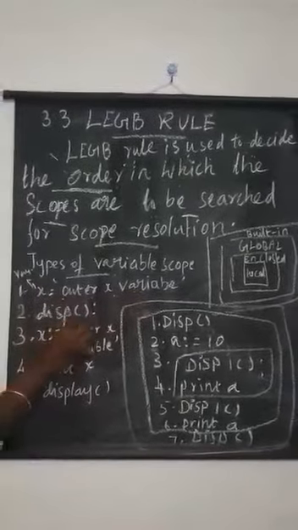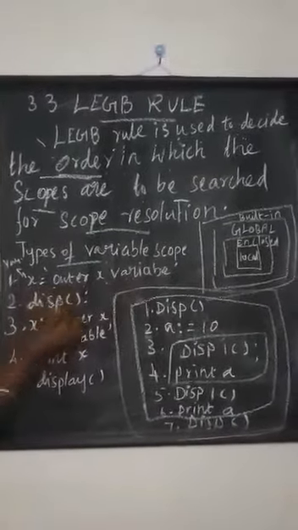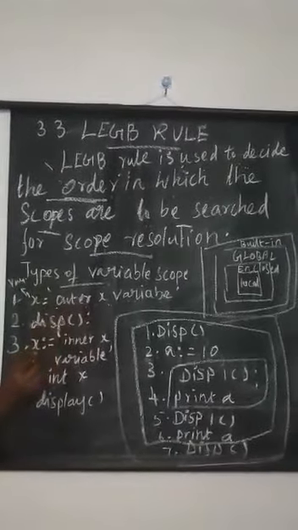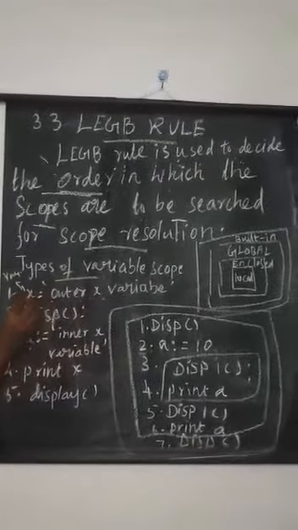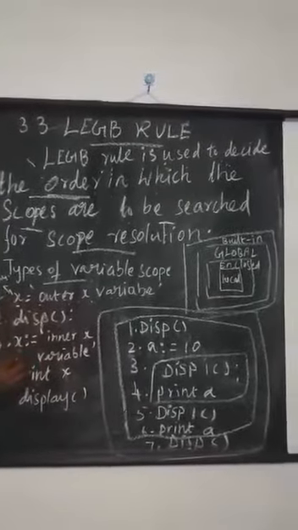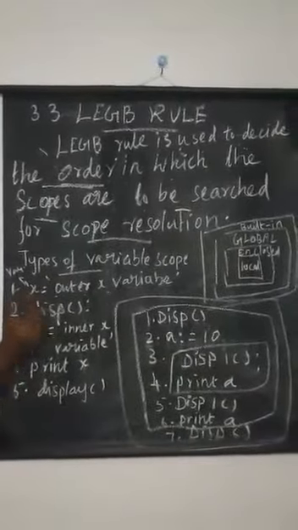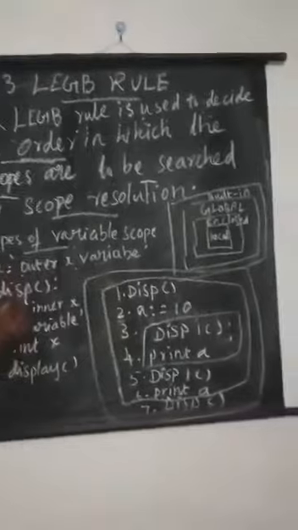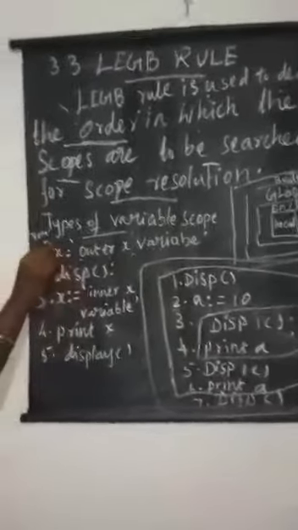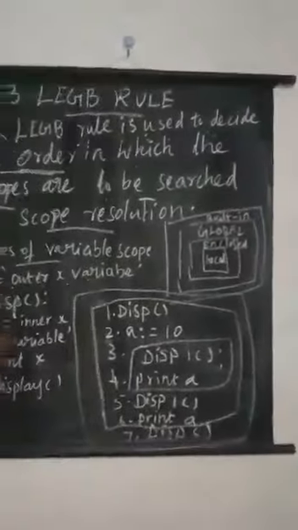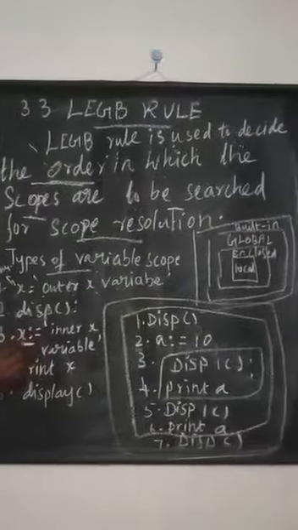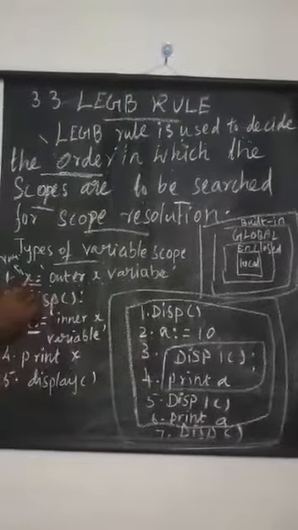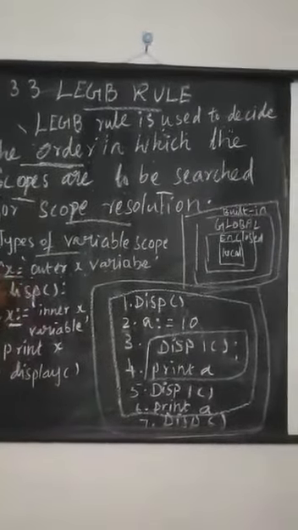Next, display of the inner function. This is a function part, a function within a variable x. Here, this is a variable x and this is a variable x. Are they the same? No, they are very different. This is the inner part of the function and this is the outer part of the function. You understand, students? This is the inner part of the function variable x. This one is the outer part of the function variable x.